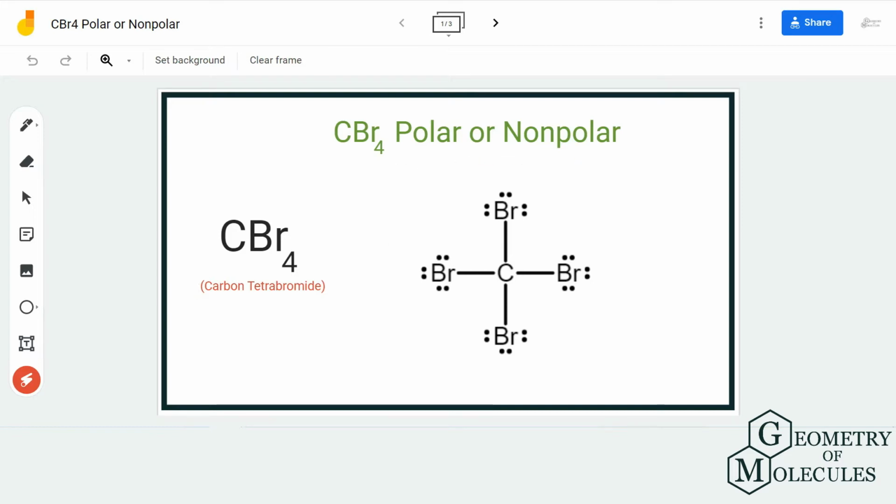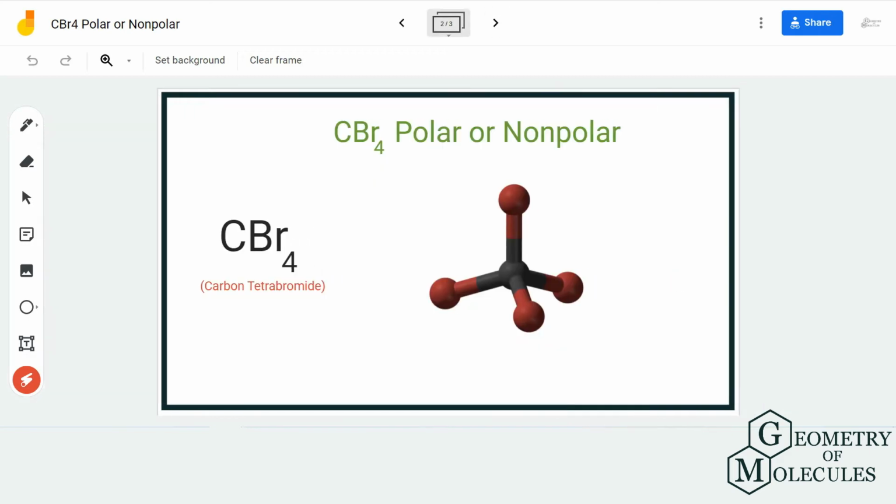To understand its polarity, we first need to look at its Lewis structure. In the Lewis structure, you can see that carbon is forming 4 single bonds with 4 bromine atoms. The structure is quite simple and quite symmetrical. Generally, molecules that have such a symmetrical arrangement of atoms are non-polar in nature. But let's look at its shape and further decide if it is a non-polar molecule.